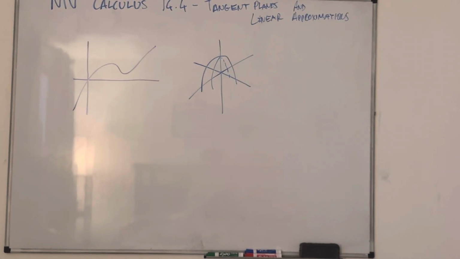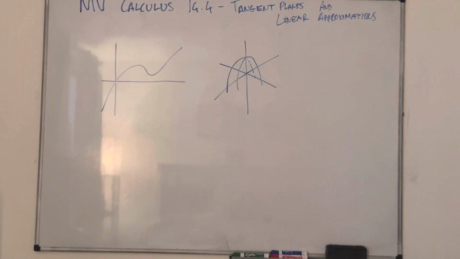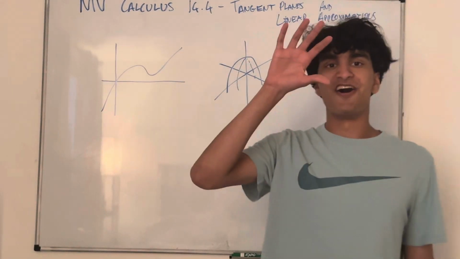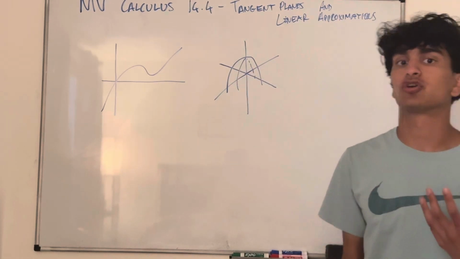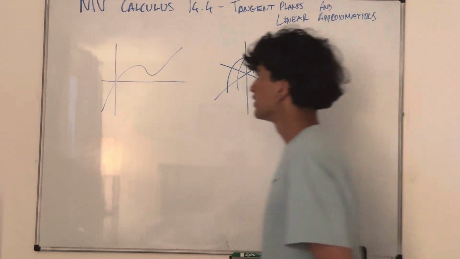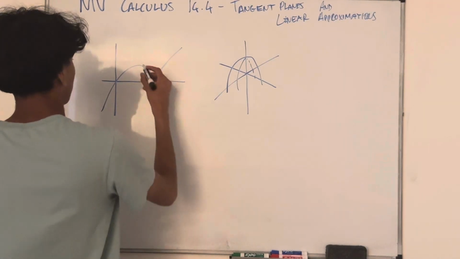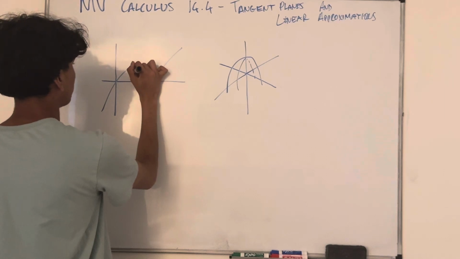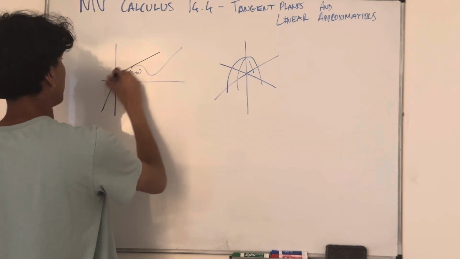So in Calc 1, or Calc BC or Calc AB, whatever, I don't really know how the curriculum is. But the point is, you've worked with the idea of tangent lines and linear approximations. If you had a function, you can essentially find the tangent line. If you know this point, x initial, y initial, and you know the derivative, well, you can write an equation for the tangent line.